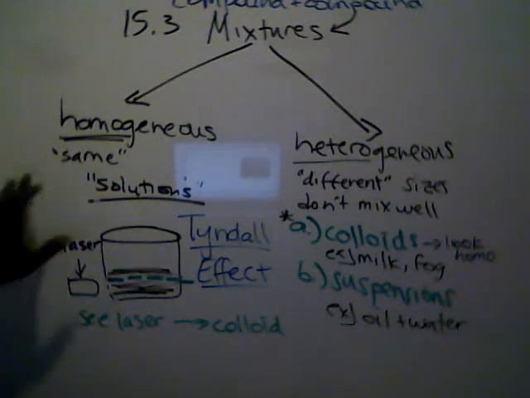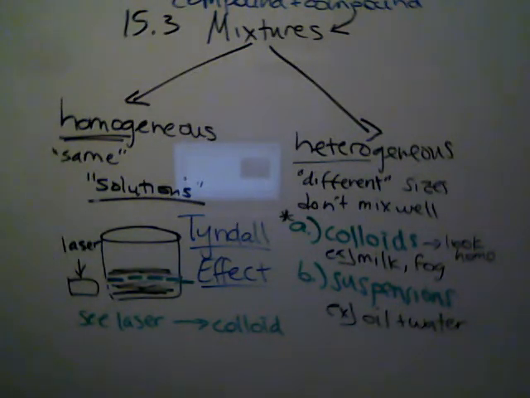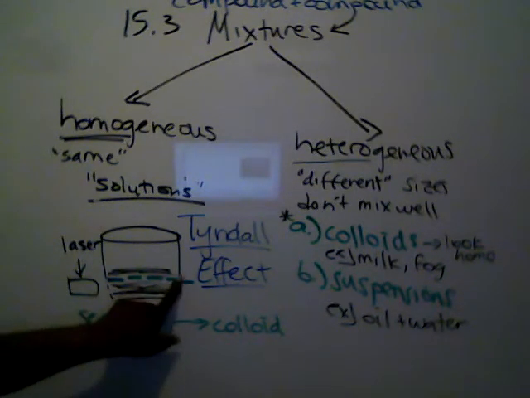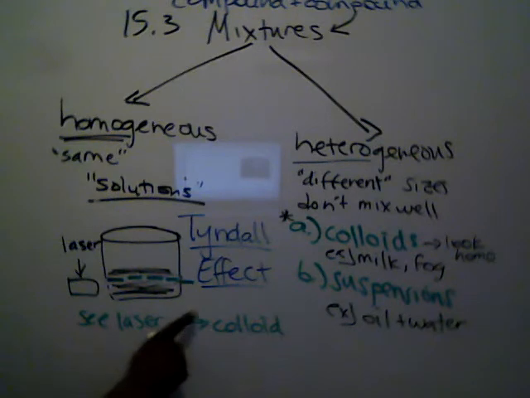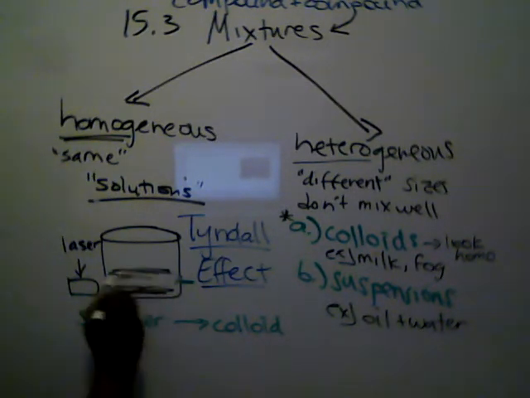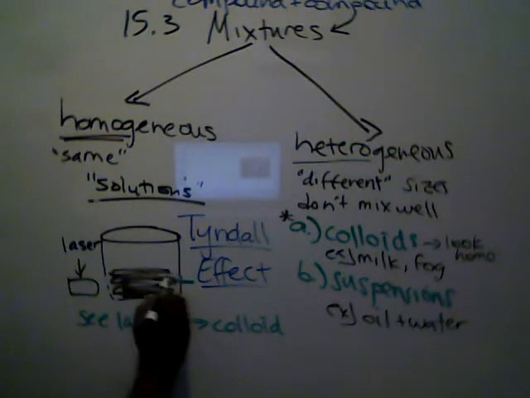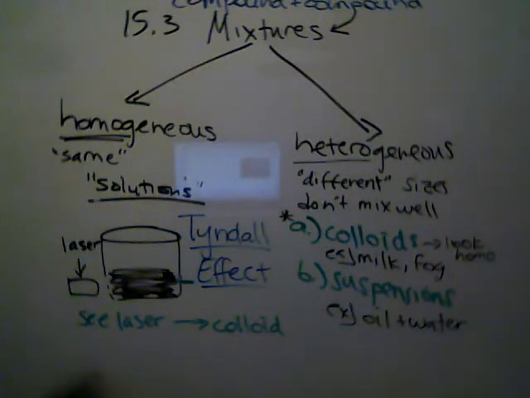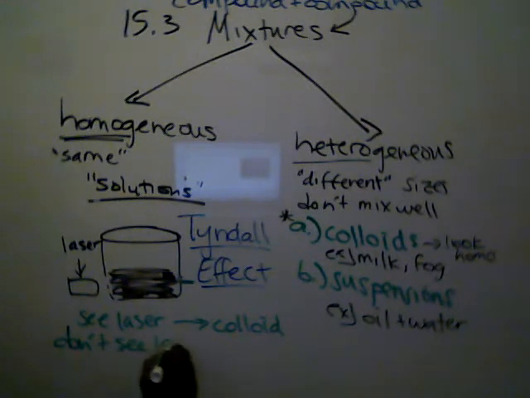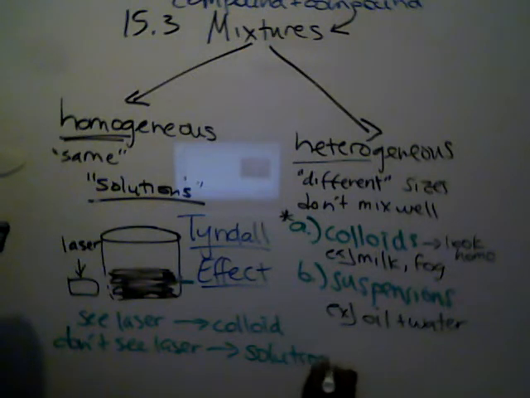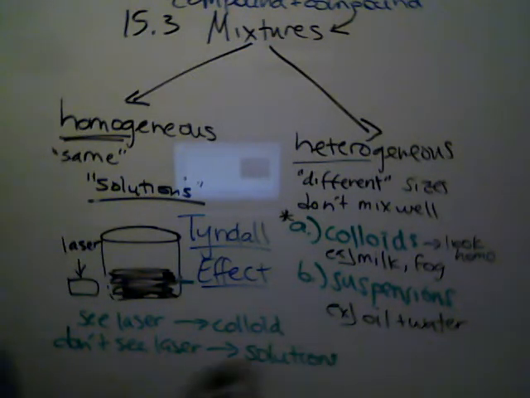With the solution, they're all the same size, so they're not going to scatter the light. You actually would not see the laser going through a homogeneous mixture. You would just see it coming out the other end. So it would look more so something like this, where you'd have all this liquid here, and then all of a sudden on the other end, you would see the laser coming out. So that would be if you have a solution. So if you see the laser, it's a colloid. If you don't see the laser, then that means you actually have a solution. And remember, solutions and homogeneous mixtures are the same thing.